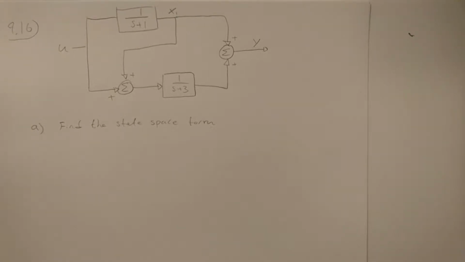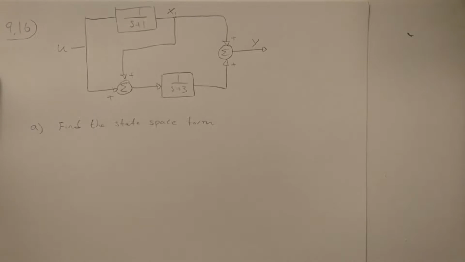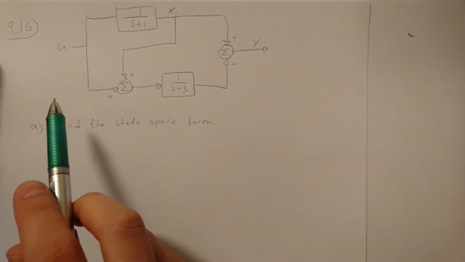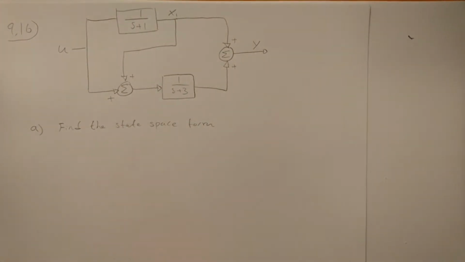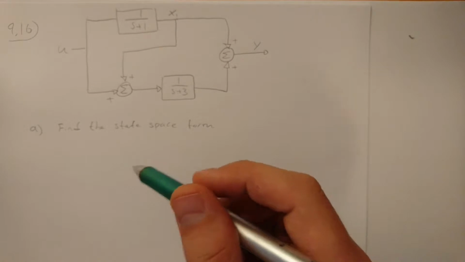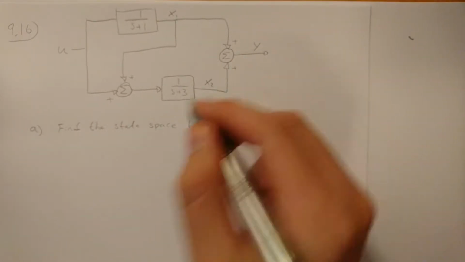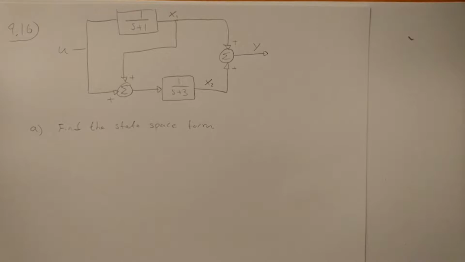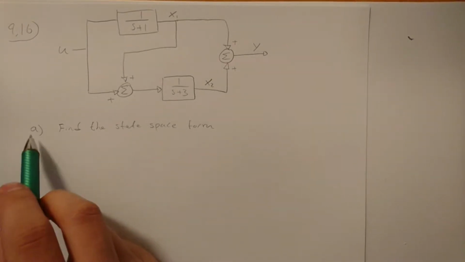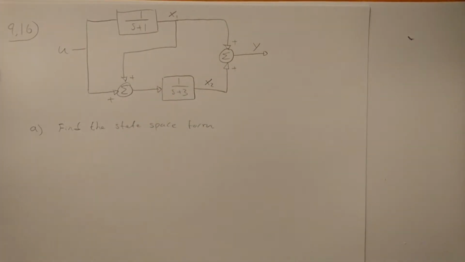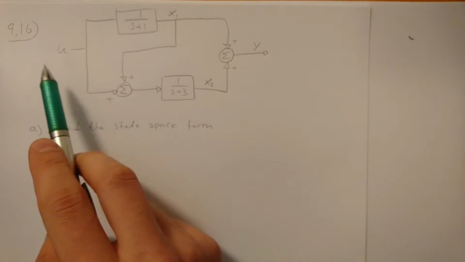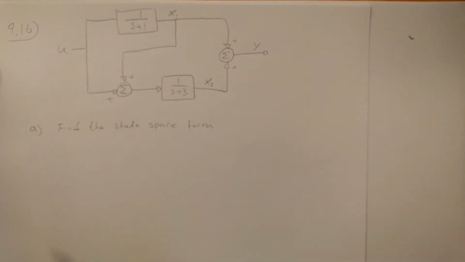So now we're doing 9.16, and here we've been given the following block diagram that relates the input u with the output y, and there's a couple of states defined, x1 here, and then there should be one more, x2 down here. And what we're going to start to do here in task A is to find the state space form of the system using the state variables that we have here in the block diagram. So we have to find the relation between x1 and x2 and the input u and the output y.